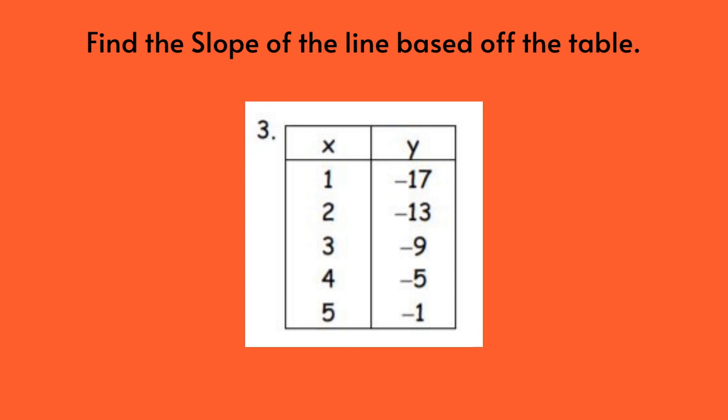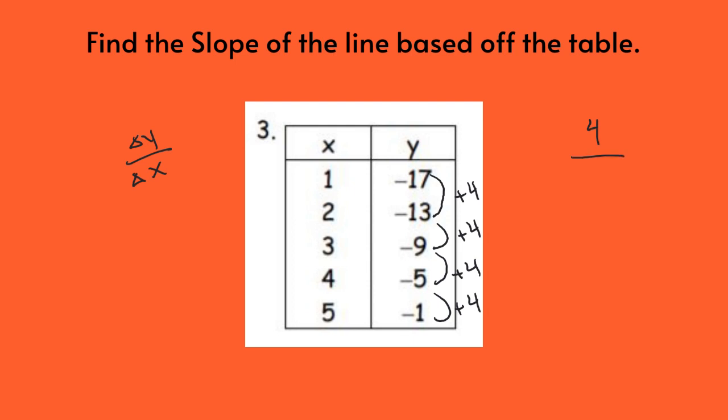And again, I do my change in Y over my change in X. What is my Y coordinate changing by each time? So my Y coordinate is adding 4 each time. So -17 to -13 plus 4. -13 to -9, -9 to -5, -5 to -1. I'm adding 4 each time, so the change in my Y coordinate is 4.